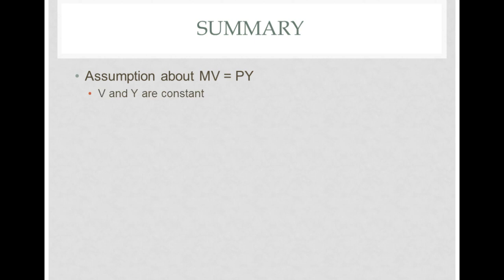Okay, let's summarize this last topic. To do that, we need to make sure that we understand why monetary theorists believe this theory makes sense. And the reason is because of an assumption they have about this formula. And that assumption is the following: that V, the velocity of money, or the number of times it changes hands, and Y, the RGDP, are essentially constant.